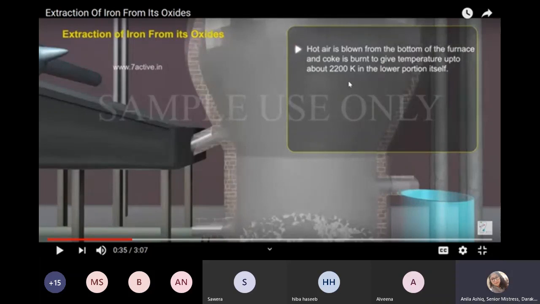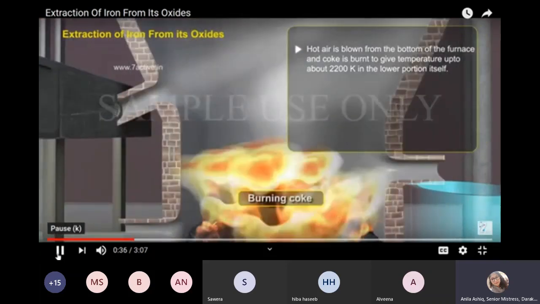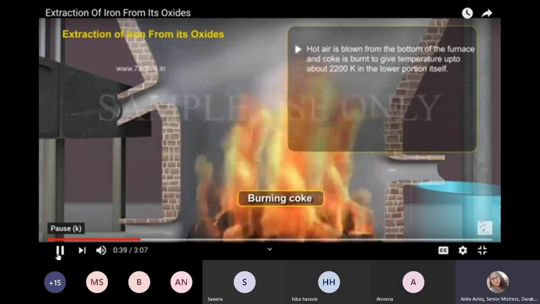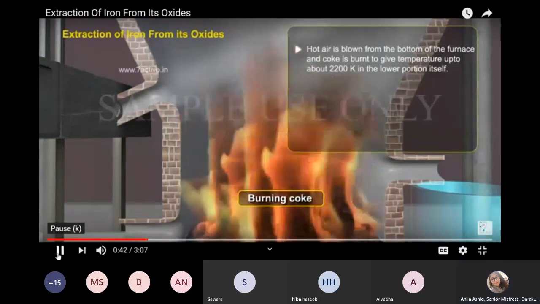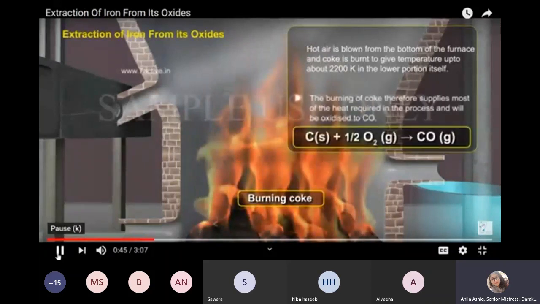What do we mean by coke? What is the simplest name of coke which we use in our general life? What is coke actually? Very good, Arisha, the first one to answer. Good to see new names being active. And coke is burnt to give temperature up to about 2200 Kelvin in the lower portion itself. The burning of coke therefore supplies most of the heat.